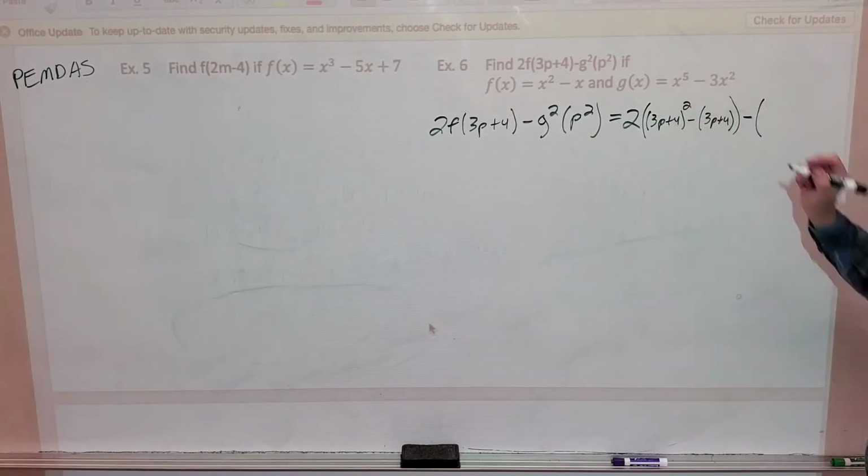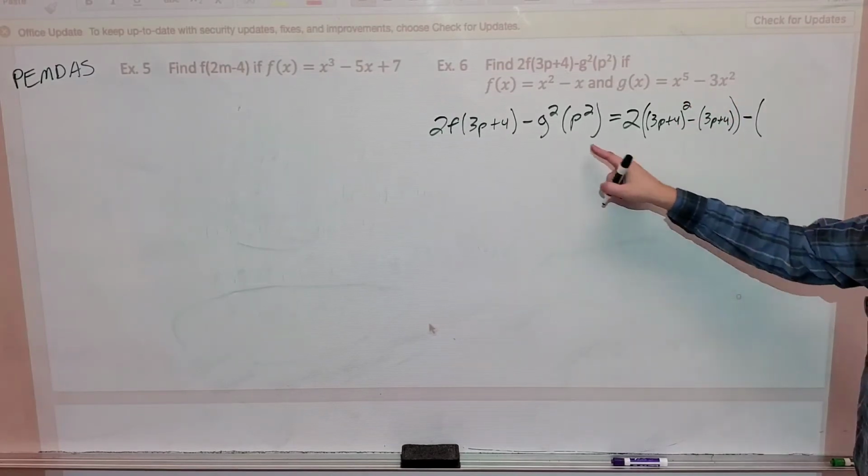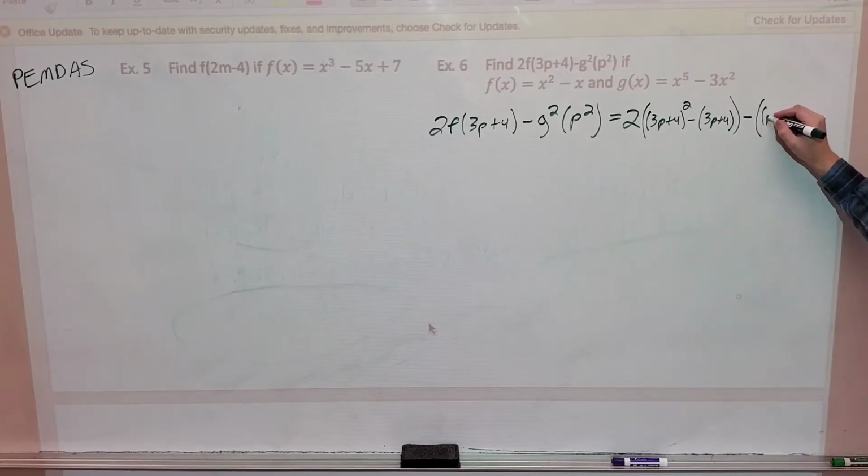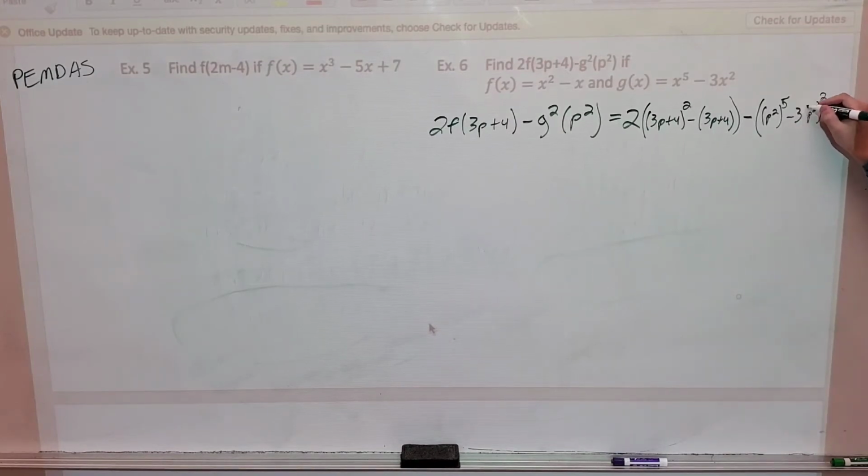G is x to the 5th minus 3x squared, and we have to plug p squared into that. So we have p squared to the 5th minus 3 p squared squared. There's all of g, and we got to square all of g.